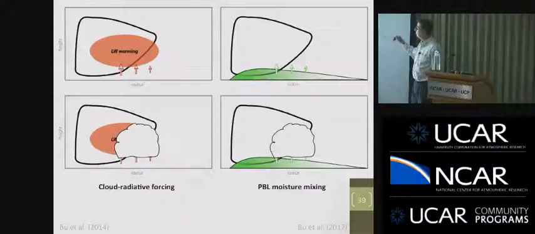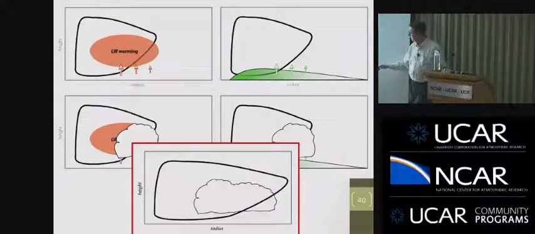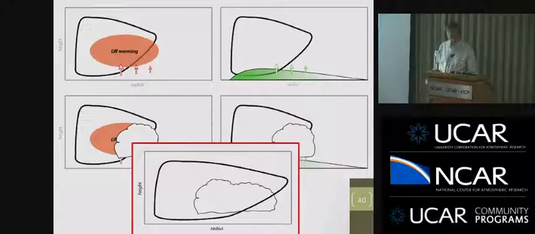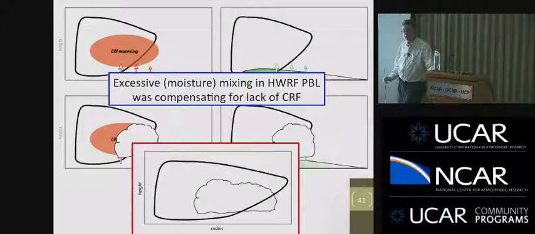That is lofting moisture and, when convectively favorable, leading to more convective activity. Then the convective activity is basically leading to a broader wind field because we have increased the heating in the outer core. So basically what was happening here is excessive moisture mixing in the HWRF PBL scheme was compensating for the lack of cloud radiative forcing, and so it was producing storms that were pretty good until they fixed the bug.